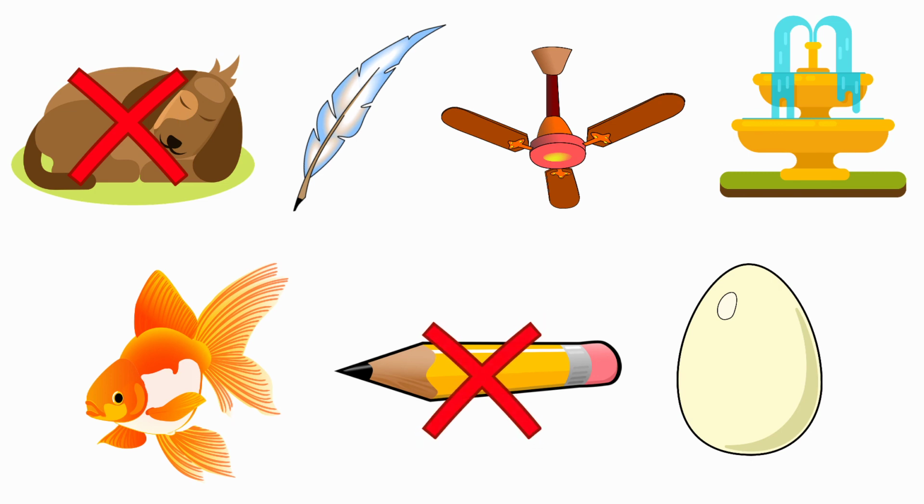Next one, egg. Egg. The beginning sound of the picture egg is A. And the sound of the letter F is if. Both are different sounds. So, we are going to put a cross for the picture egg.